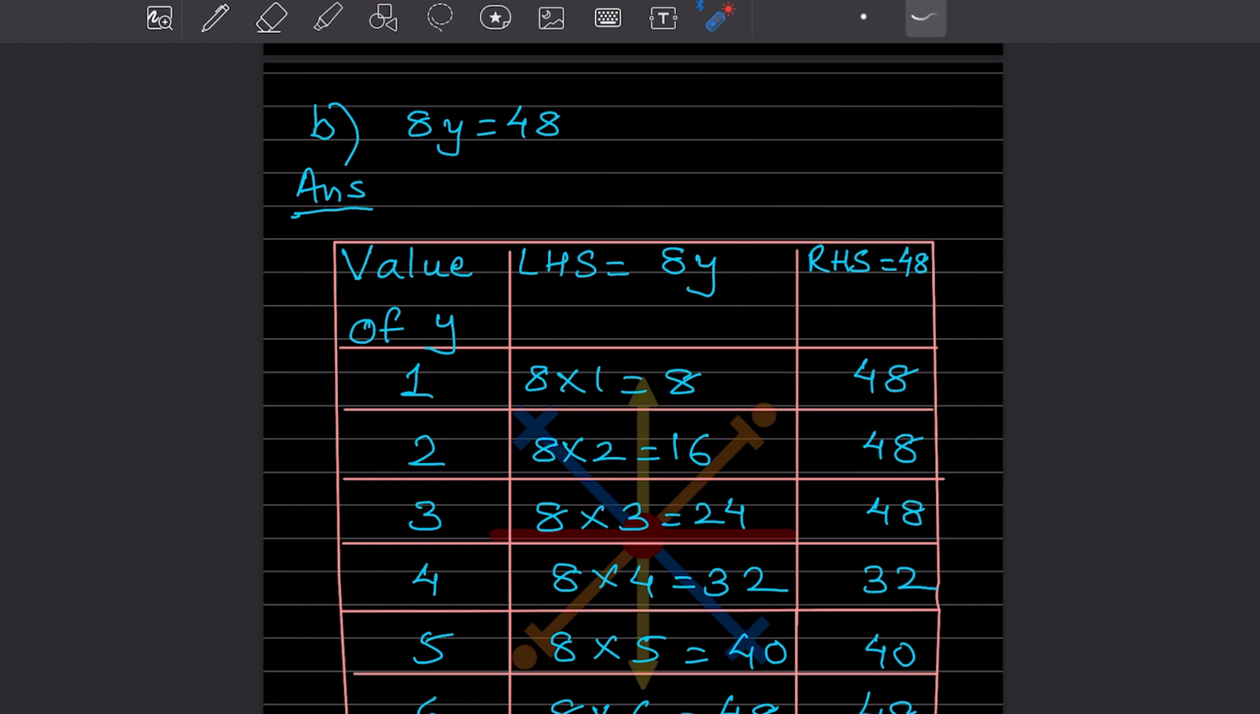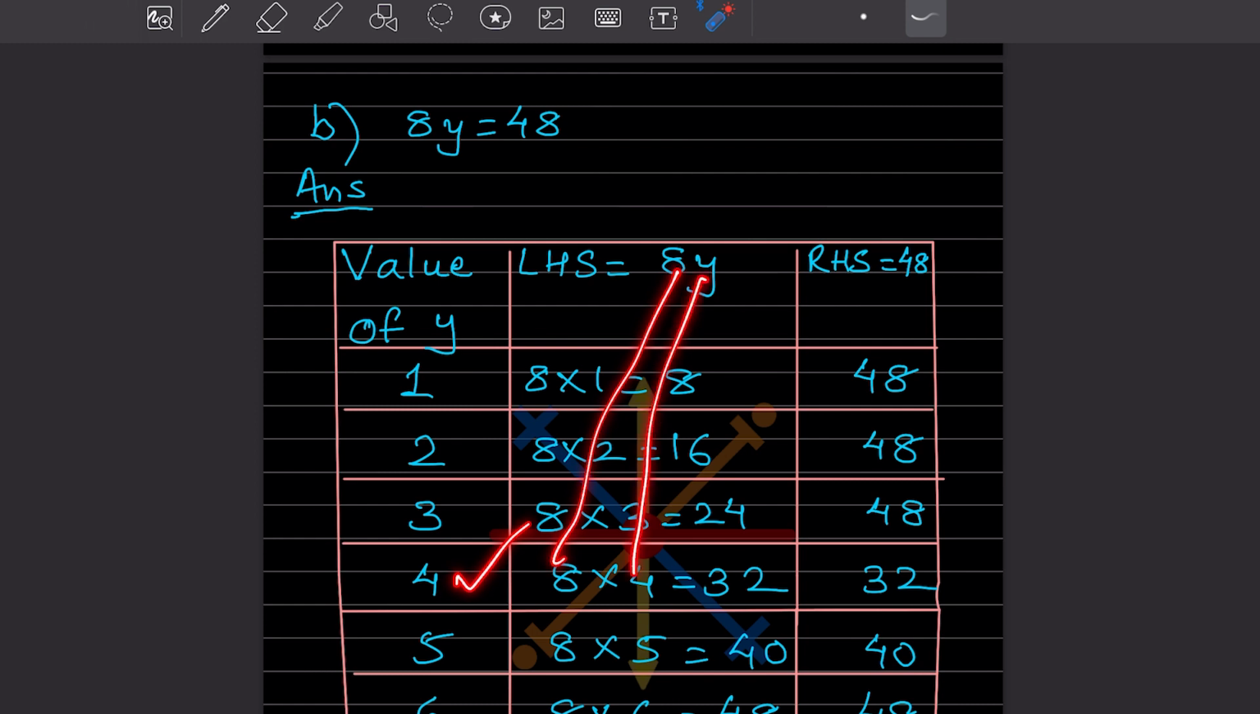Here we'll put y as 1. So 8 is as it is, in place of y we put 1. What did we get? 8 ones are 8, and the RHS is 48. So not possible. We will take now 2. So this is 8, here will be 2. 8 twos are 16, and this is 48. Not possible, that doesn't satisfy the equation. Again, let us take 3. 8 threes are 24. This is 48. No.